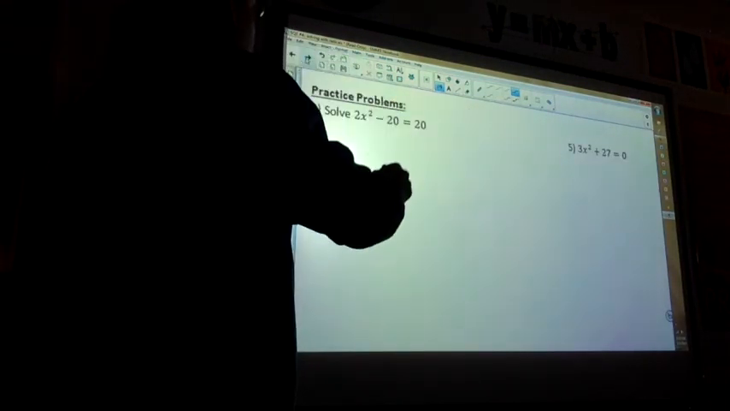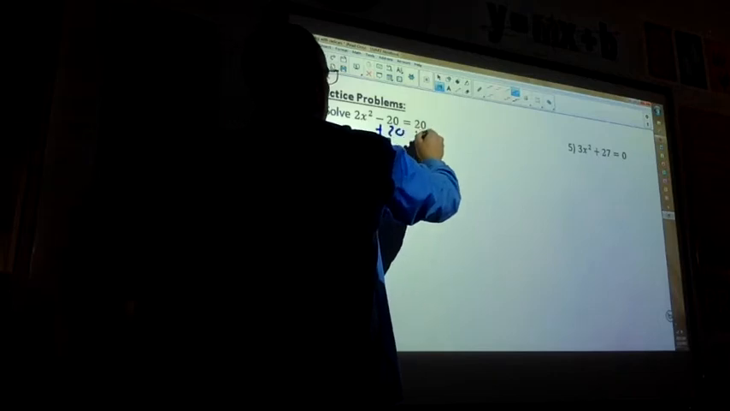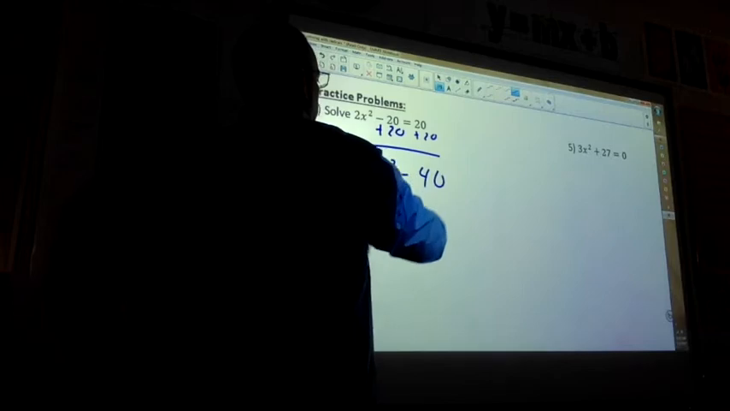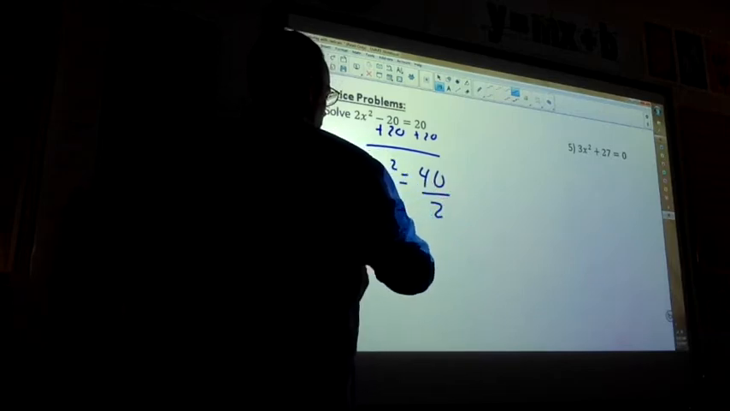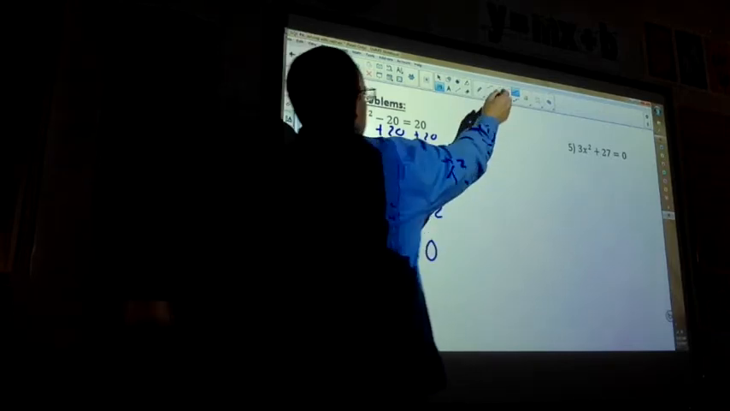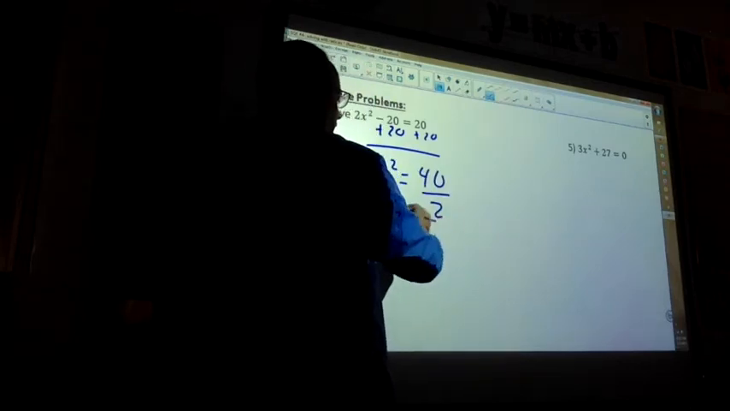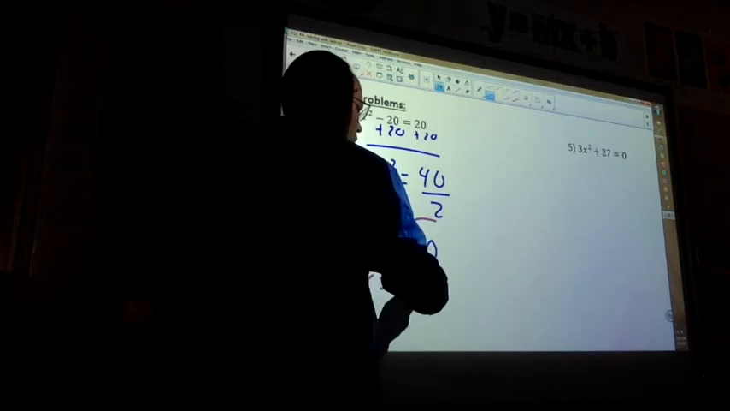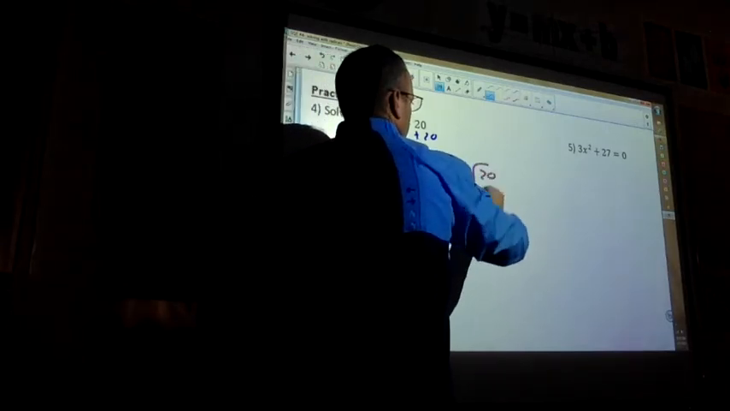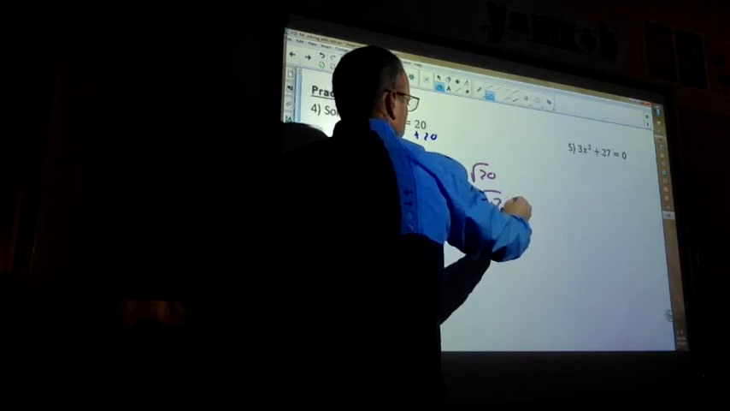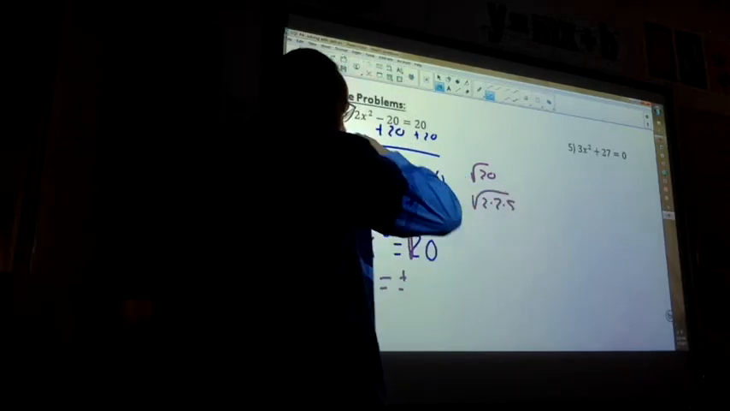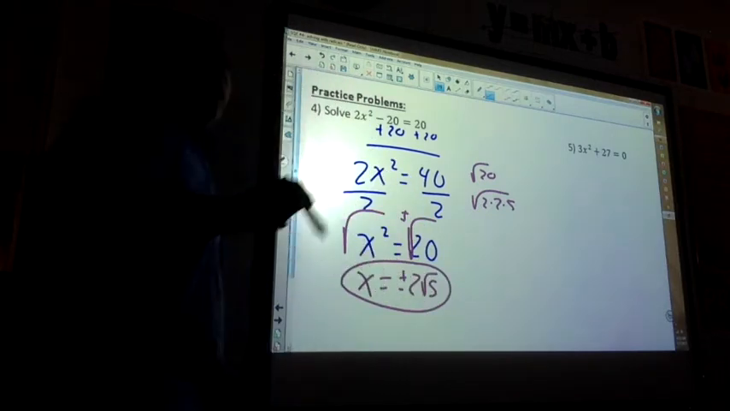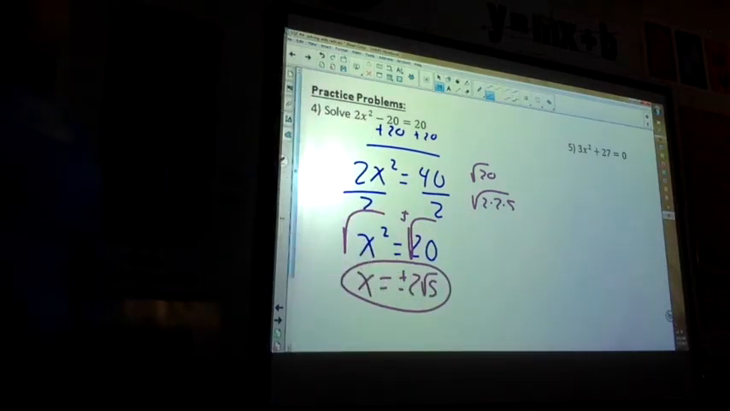Example 4. Add 20, yes? So I get 2x squared equals 40. Divide each side by 2. X squared equals 20. Take the square root. Don't forget the plus minus. X equals plus or minus root 20. We have to remember root 20 will break down to 2 times 10. 10 breaks down to 2 times 5. So what does root 20 break down to? 2 root 5. Awesome. And there's the plus or minus. Do not forget the plus or minus. That's going to be a point.